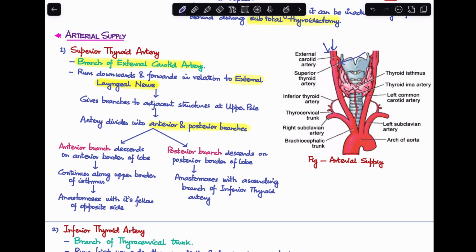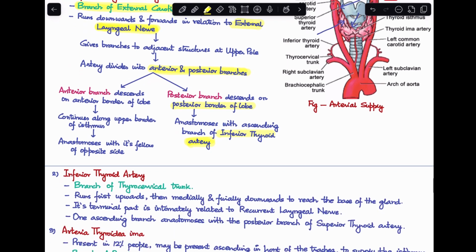If you see here in the image, the anterior branch descends along the anterior border, and it anastomoses with the opposite side branch at the level of the isthmus. Whereas the posterior branch descends on the posterior lobe of the thyroid, and it anastomoses with the inferior thyroid artery along the posterior border. So this is the superior thyroid artery.